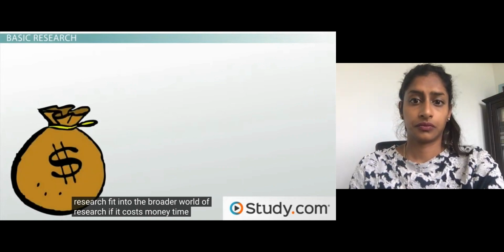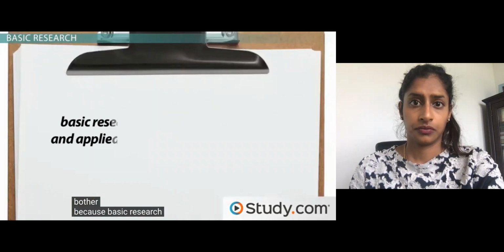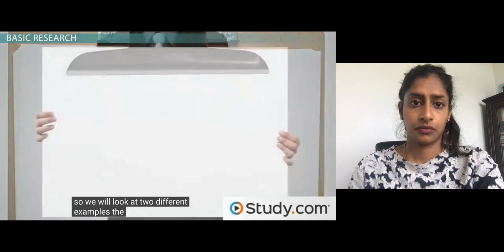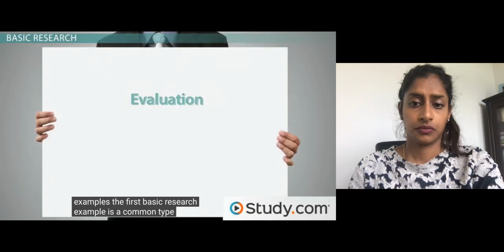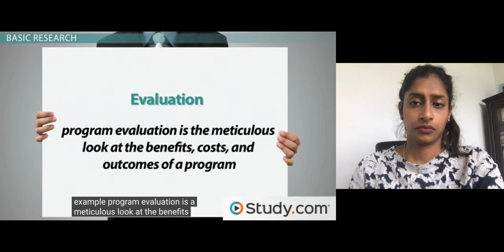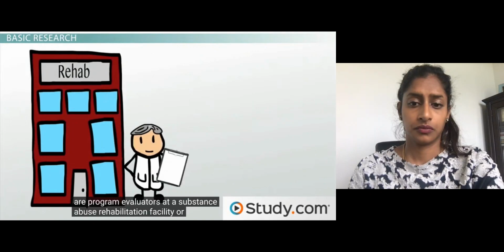If it costs money, time, and other precious resources but does not have a direct application, then why bother? Because basic research feeds applied research, and applied research feeds basic research. Basic research is a little less direct than applied research, so we will look at two different examples. The first basic research example is a common type, evaluation. For example, program evaluation is a meticulous look at the benefits, costs, and outcomes of a program. Let's say we are program evaluators at a substance abuse rehabilitation facility, or rehab, and we want to know if they are rehabilitating substance abusers.